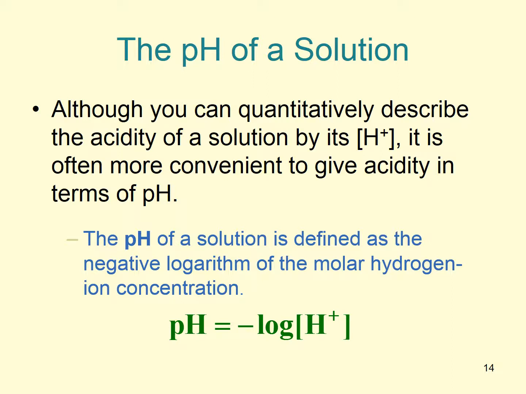So actually, when you put that little p in front of the H, that's just describing a function, just like y equals 2x. That's a function where you would say, okay, you just take x and multiply it by 2 to get y. In this case, you're just going to take the H plus concentration, take the negative log of it, and you get the pH. So it's just a function. And actually, the p in front of anything just means take the negative log of whatever comes after it.